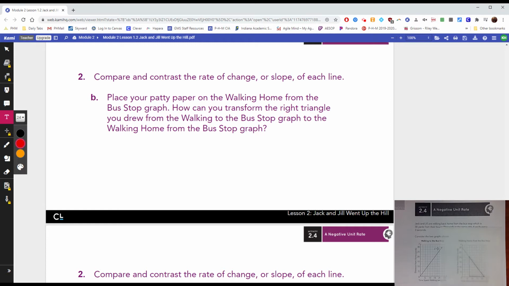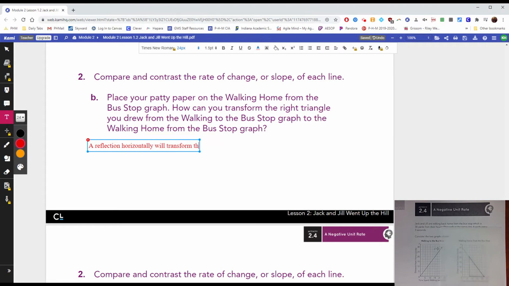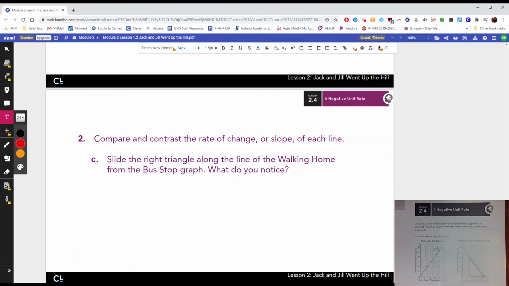So let's answer that. Reflection horizontally. We'll transform the triangle to match the walking home graph.